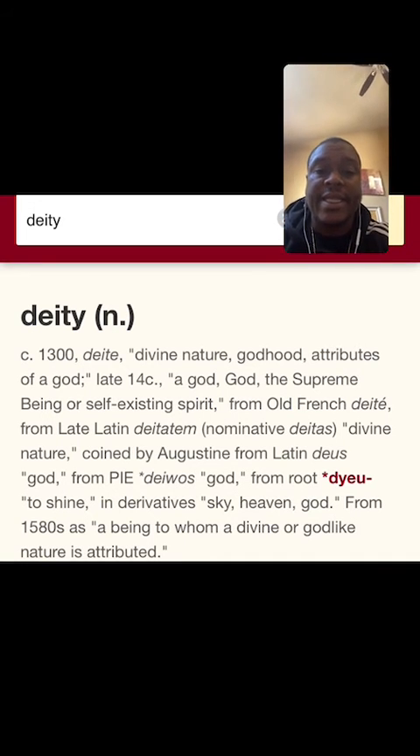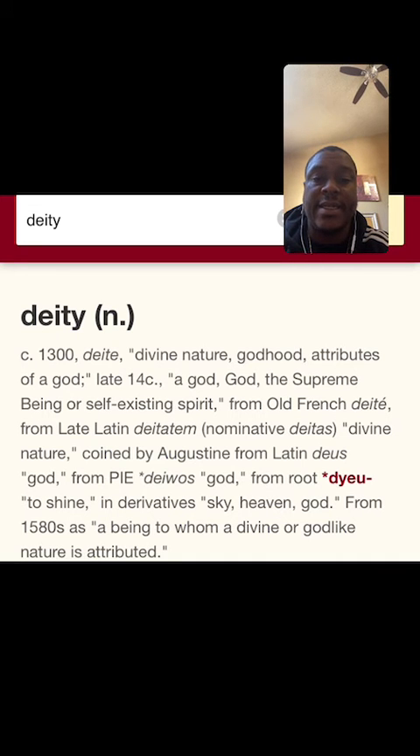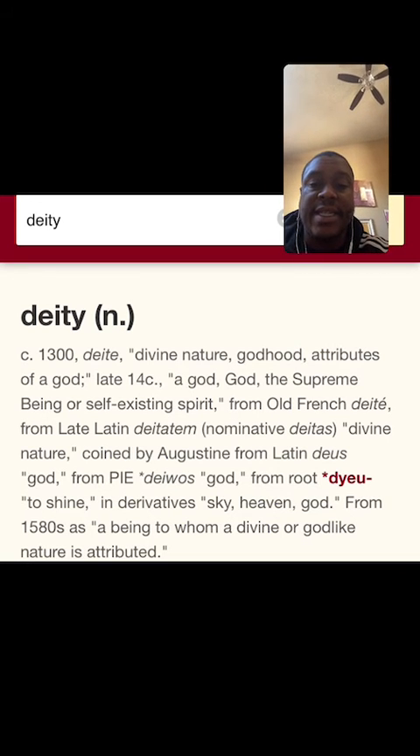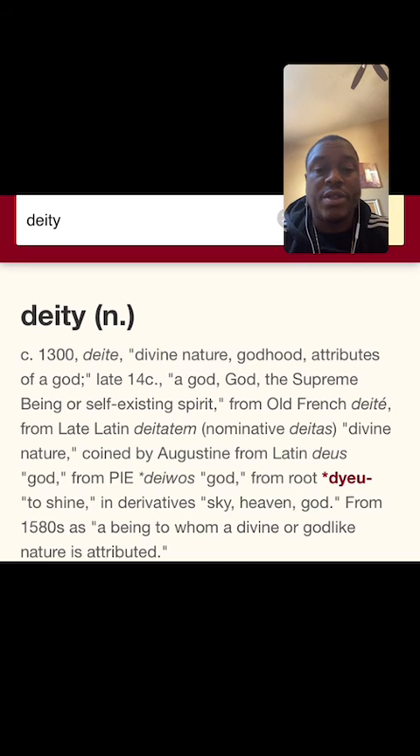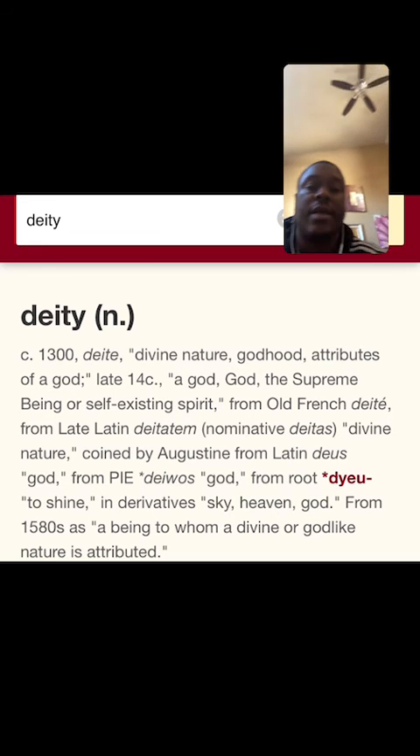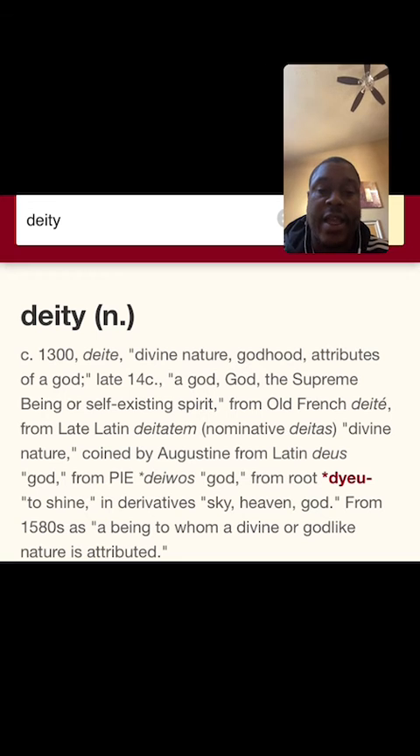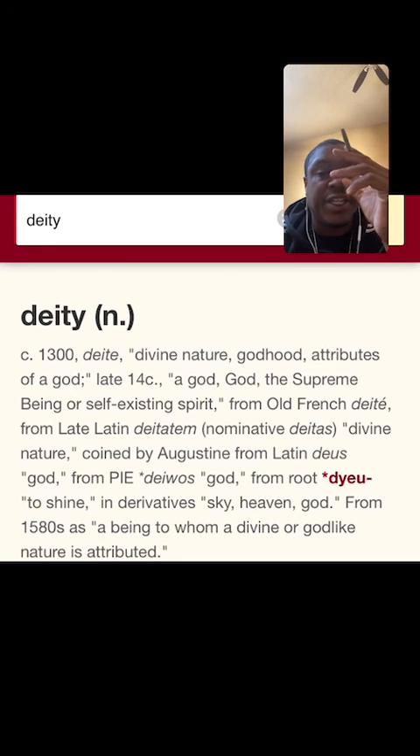So when we look at a god, a deity, divine nature, godhood, attributes of a god as a supreme being or self-existing spirit, a deity, a divine nature. So when we look at God, a deity, to shine, this is where the daylight, the day hours, the solar hours come from. So when you look at the solar, a sailor, and the use of deities, the uses of the nature of God to move within the body, and how they can correlate the earth body to the human body.